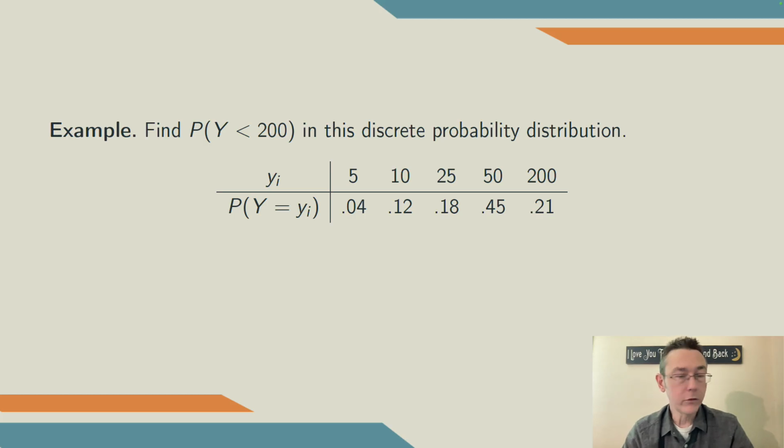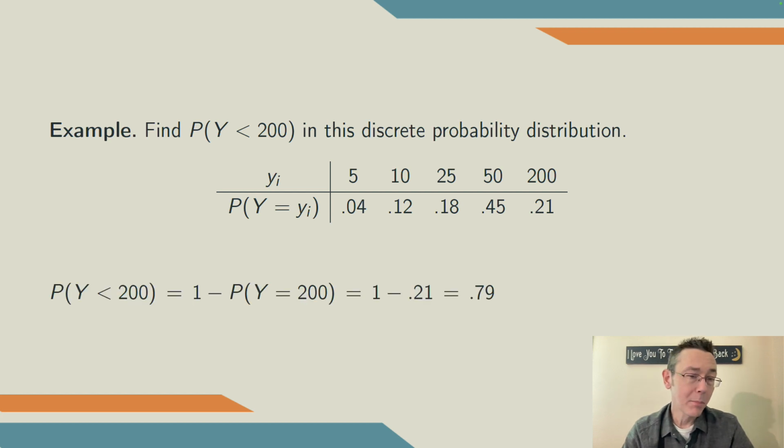So we could do this just by adding up the individual probabilities that Y is 5, 10, 25, and 50. That works just fine. But in this case, there's a slightly quicker way using the rule of complements. The event that Y is less than 200 is complementary to the event that Y is equal to 200, in the sense that if one happens, the other does not.